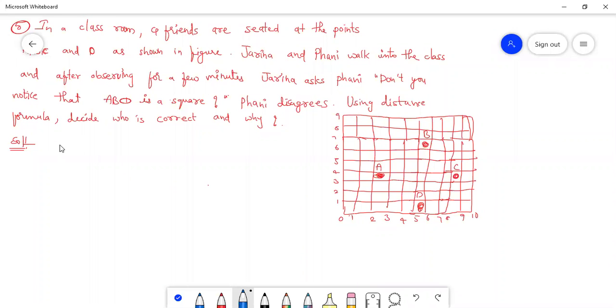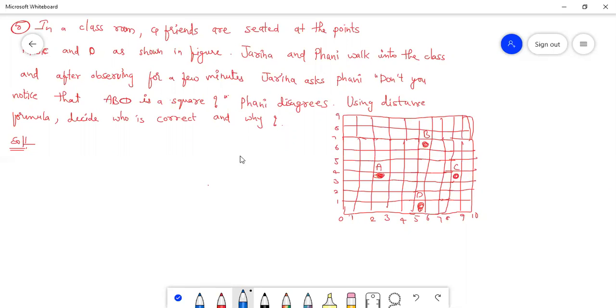Fifth question. In a classroom, four friends are seated at the points A, B, C, and D as shown in the figure. Jarina and Funny walk into the class, and after observing for a few minutes, Jarina asks Funny, "Don't you notice that ABCD is a square?" Funny disagrees. Using the distance formula, decide who is correct and why.